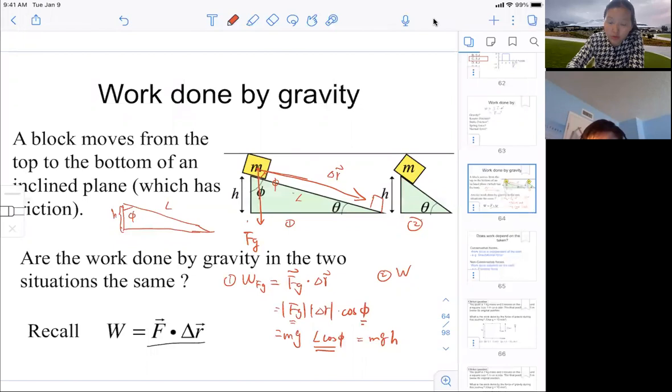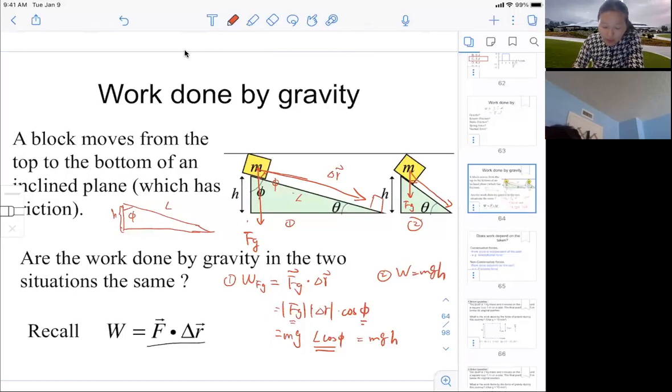So I will still do force of gravity, displacement, and the angle between them. As you can see, if I use that displacement, the total length of the ramp, times the angle cosine phi, I will still get mgh. Thank you, Kenneth. That is indeed correct.